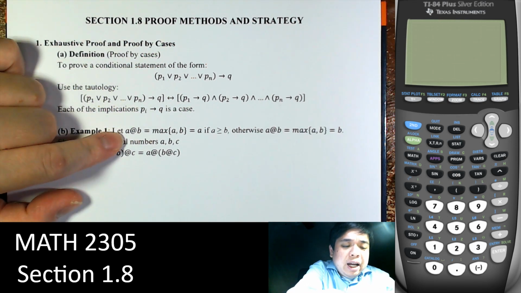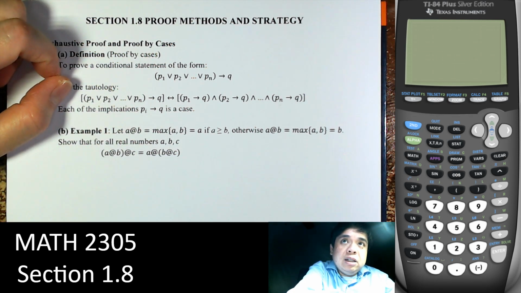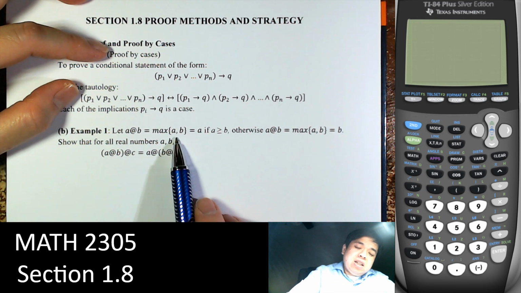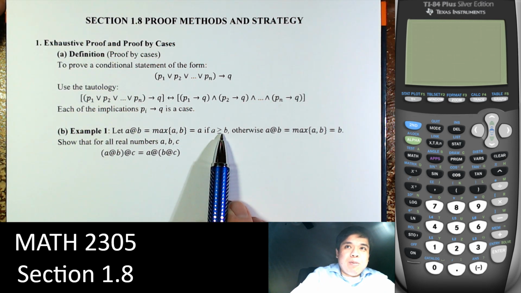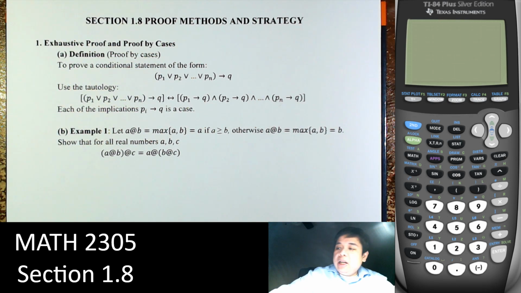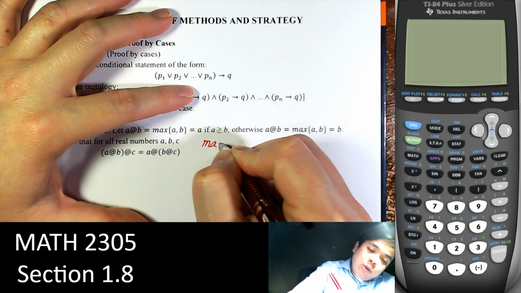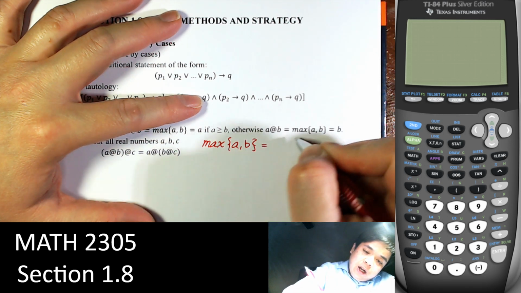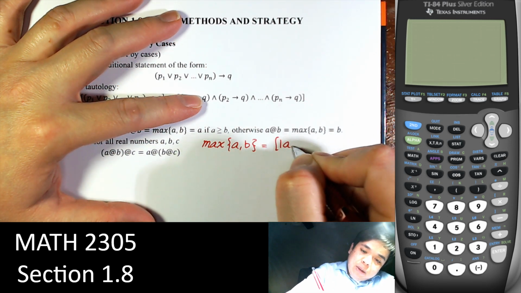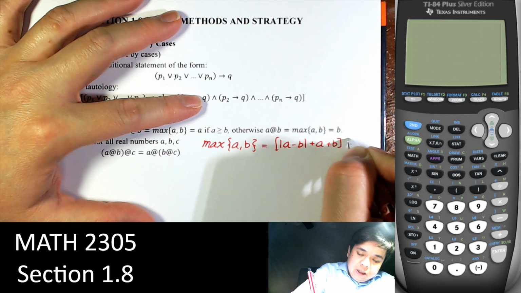So for example, let A max B mean that we find the max number between A and B. So the max of A and B is equal to A if A is greater than or equal to B. That's what the max function does. By the way, in computer science, if you want to write the max between A and B, there is a way to do that. We can use the absolute value of A minus B, plus A plus B, divided by 2.